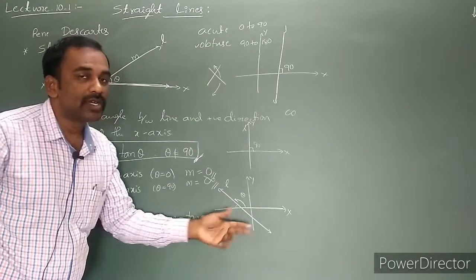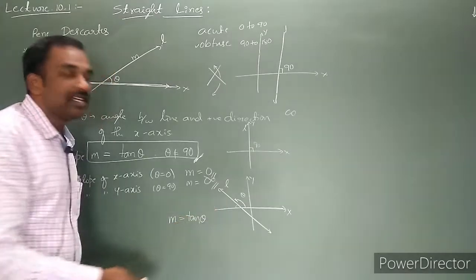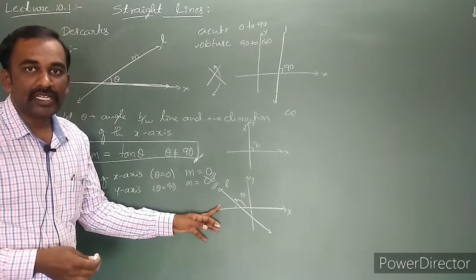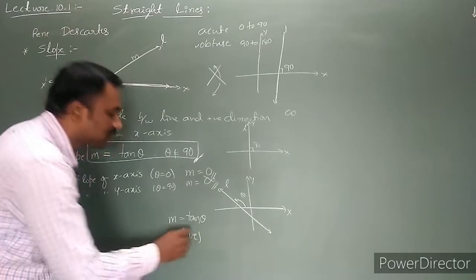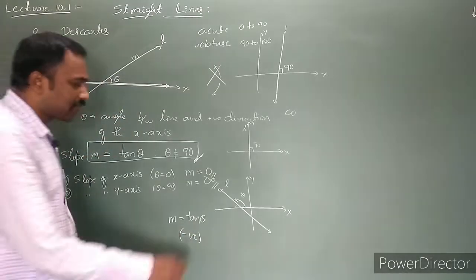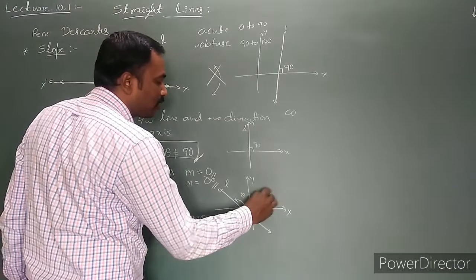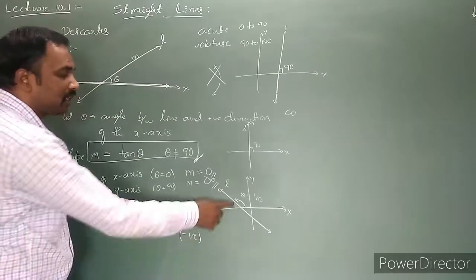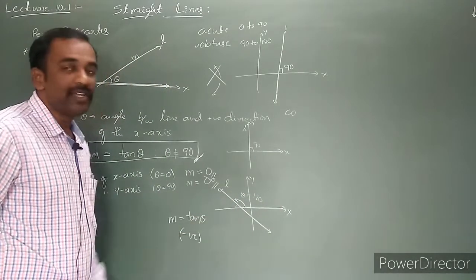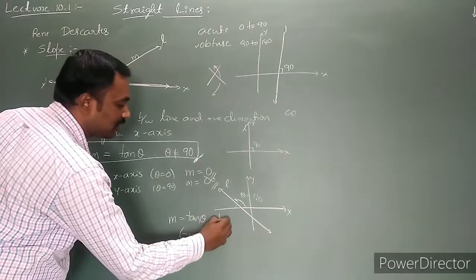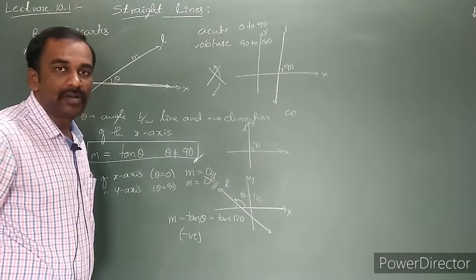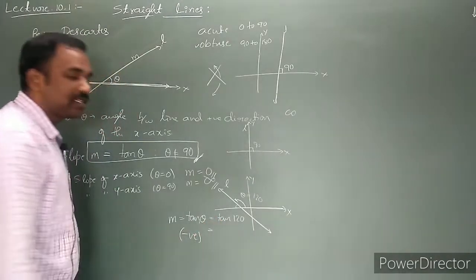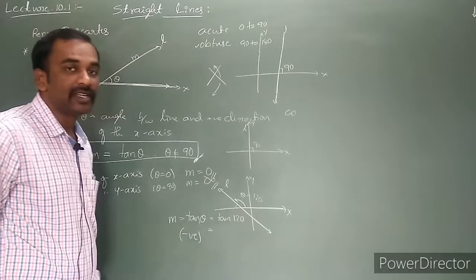Obtuse angle means what is the slope? More than 90, second quadrant. In the second quadrant, is tan positive or negative? Negative. Here the slope becomes negative. For example, if we take theta equal to 120 degrees, what is the slope of the line? Slope of the line is equal to tan of 120 degrees. Do you know tan of 120?